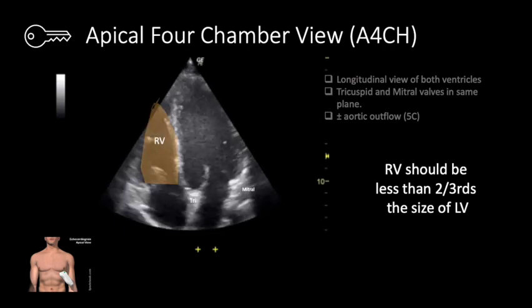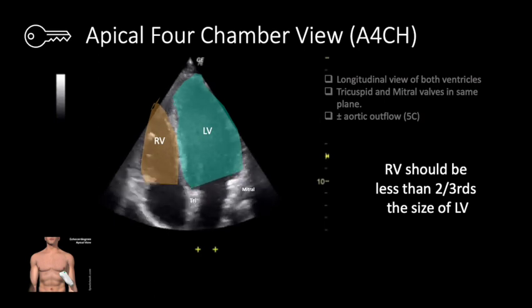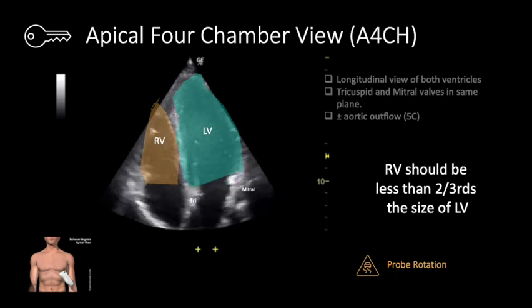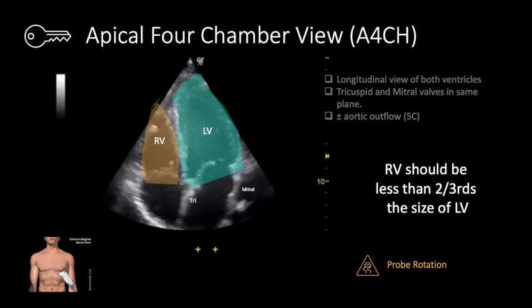And here we just see the right ventricle and left ventricle. And like I said, it should be less than 2/3 the size of the left ventricle. Now, this is affected by probe rotation, so it's important that you see both the tricuspid and the mitral valves in the same plane to not overestimate or underestimate the size of the right ventricle.